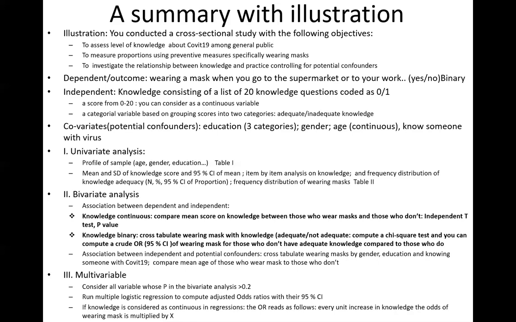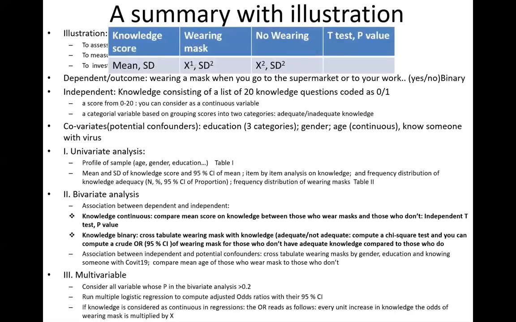So we move into the bivariate, and in the bivariate, I have two major associations to look at. One is the most interesting one, and this is what I want to get out of the study: to assess whether my outcome is related to my exposure, and this is knowledge as related to practice or wearing a mask. So if I consider knowledge as a continuous variable, this means that I want to compare the mean score on knowledge between those who wear masks and those who don't. And I have to compute a t-test and a p-value. So this is the kind of table I want.